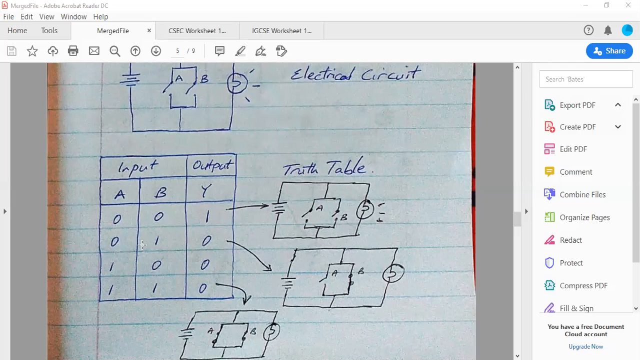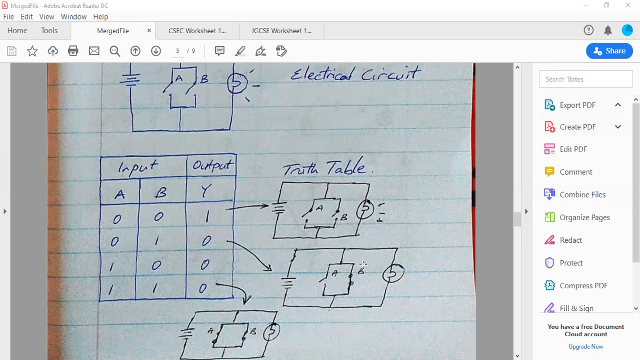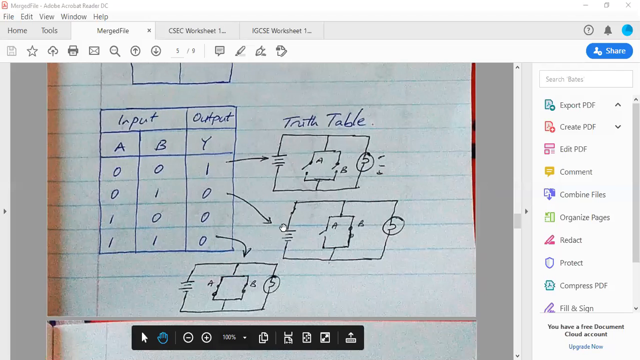However, let's go for a second condition. If your A is open, which is 0, and your B is closed, which is 1, so here is open, current is going to flow through here, go through B, and back to the battery, causing something called a short circuit. We'll talk about short circuit next week, but short circuit means that that's the shortest way that the current could pass through without going through any form of resistance. So the short circuit causes the bulb not to light. So your bulb is obviously going to be 0.